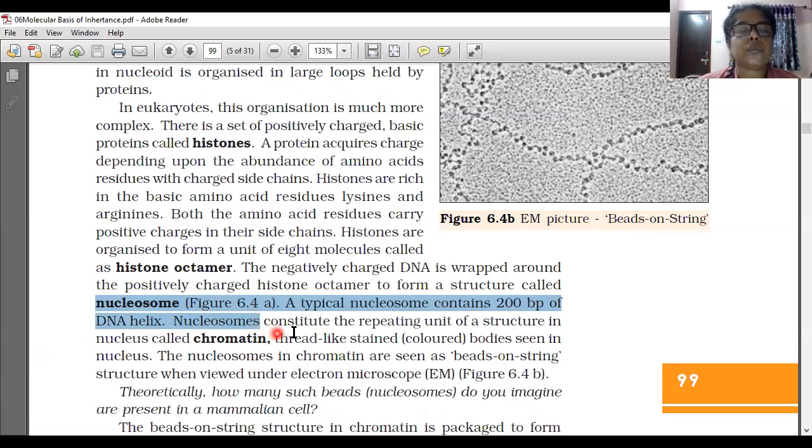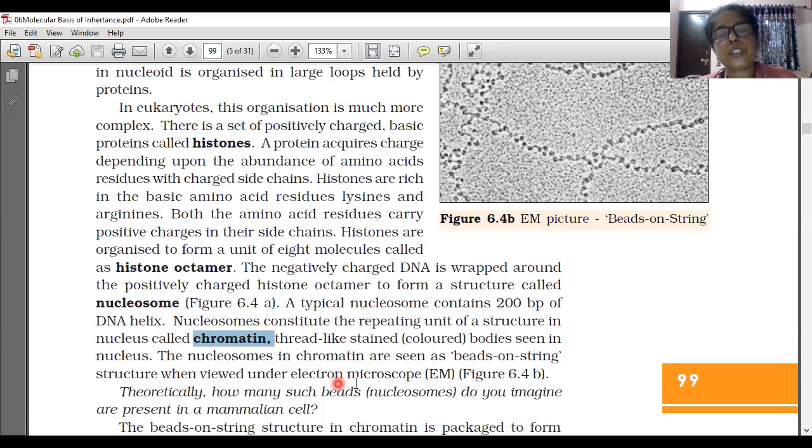Nucleosomes constitute the repeating unit of a structure in the nucleus called chromatin. It is a thread-like, stained body seen in the nucleus. Chromatin is chromosome only, but it is a very fine thread-like structure spread all over the nucleus, so it is called chromatin.